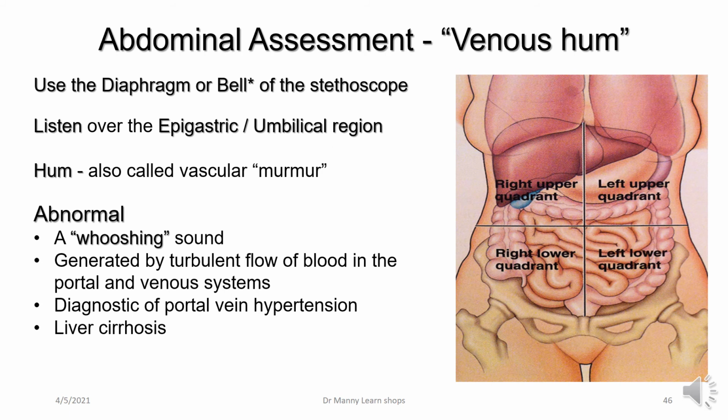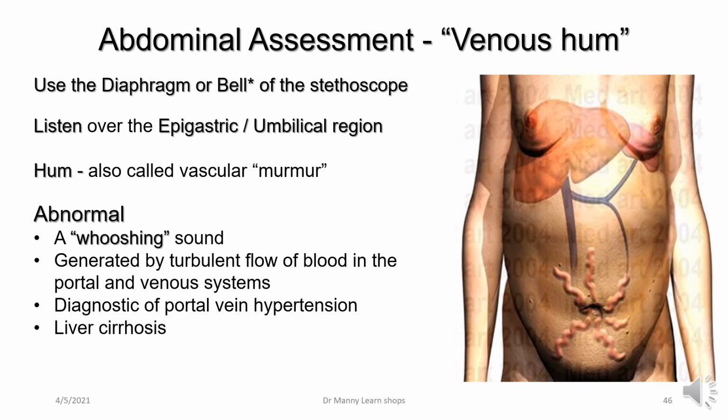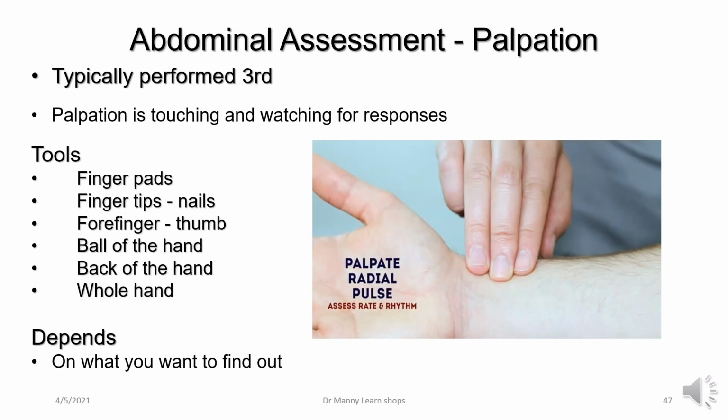Look at your quadrants. You're looking at the epigastric region or the umbilical region. Just look at the umbilicus. Or divide the abdomen into your 9 regions, and then you've got your epigastric region. Venous hum can be related, as I said, to portal hypertension. You've got superficial veins there. That's called caput medusae, which we'll look at as we go through. This is related to liver cirrhosis and portal hypertension.